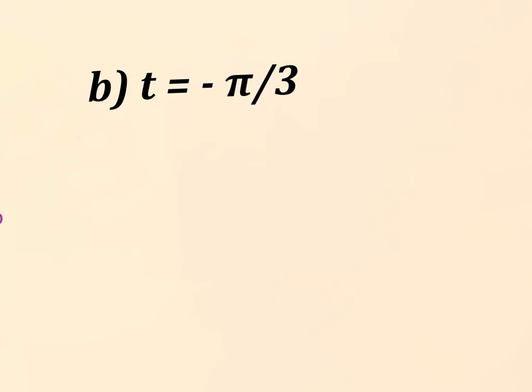All right, so if you look at B, negative pi over 3, again, I've got an over 3, which tells me my point is 1/2, root 3 over 2. Negative pi over 3 falls in which quadrant? Fourth quadrant. So there's two ways to look at it.